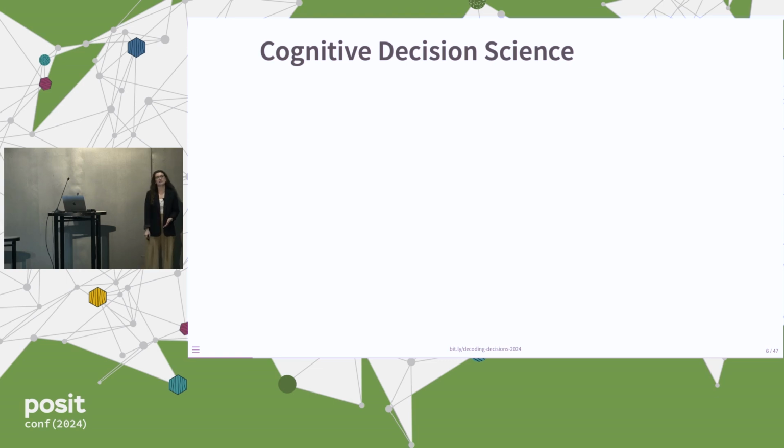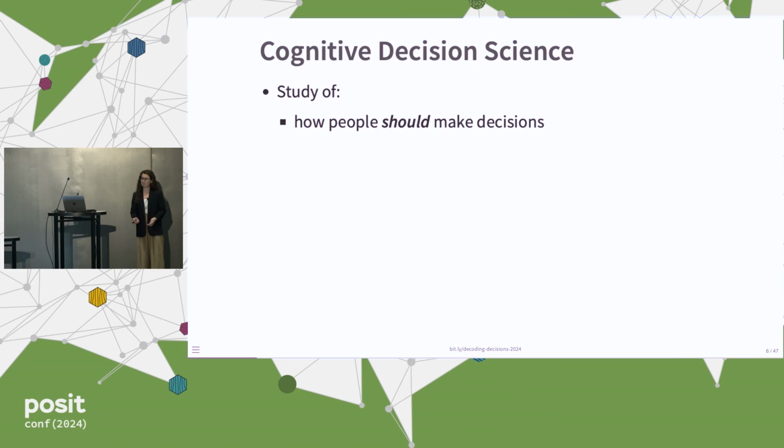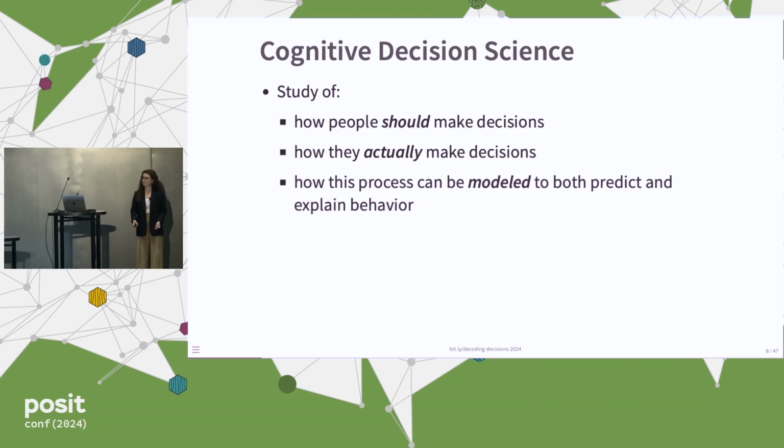So in the field that I study, cognitive decision science, we aim to study a variety of things. How should people make decisions if they're completely rational agents and they have lots of information about the world? How do they actually make decisions given what we know from psychology research and what we know about how our minds work? How can this process be modeled to both predict and explain behavior? And ultimately, can what we know from the first three be used to actually help them make better decisions?